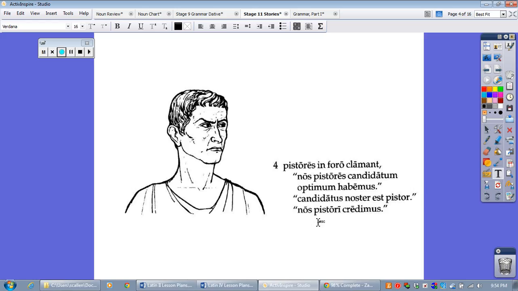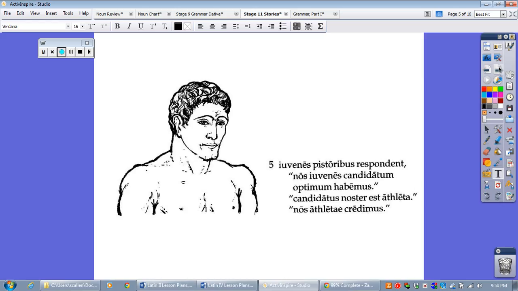Pistori there, again, dative case. Weird. Look at this. The young men respond to the bakers. We young men have the best candidate. Our candidate est athleta. He is an athlete. We credimus. We trust the athlete.